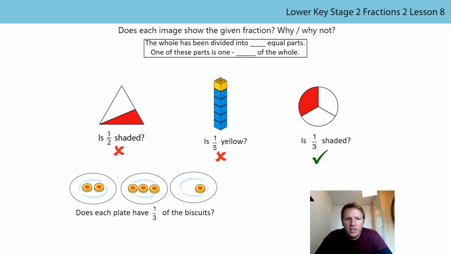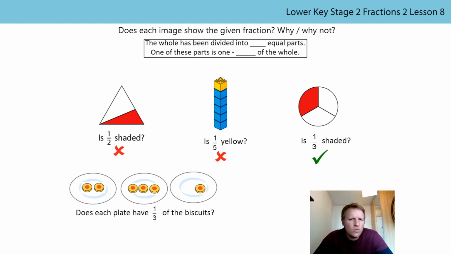Let's go to the final example. It says, does each plate have 1/3 of the biscuits? That important question, we need to think about 2 things. Is there the right number of parts, and are all of those parts equal in size? Are they equal in size? No, they're not, are they? There's 2 biscuits in the first plate, there's 3 on the next plate, and there's 1 on the final plate, so they are not equal in size.